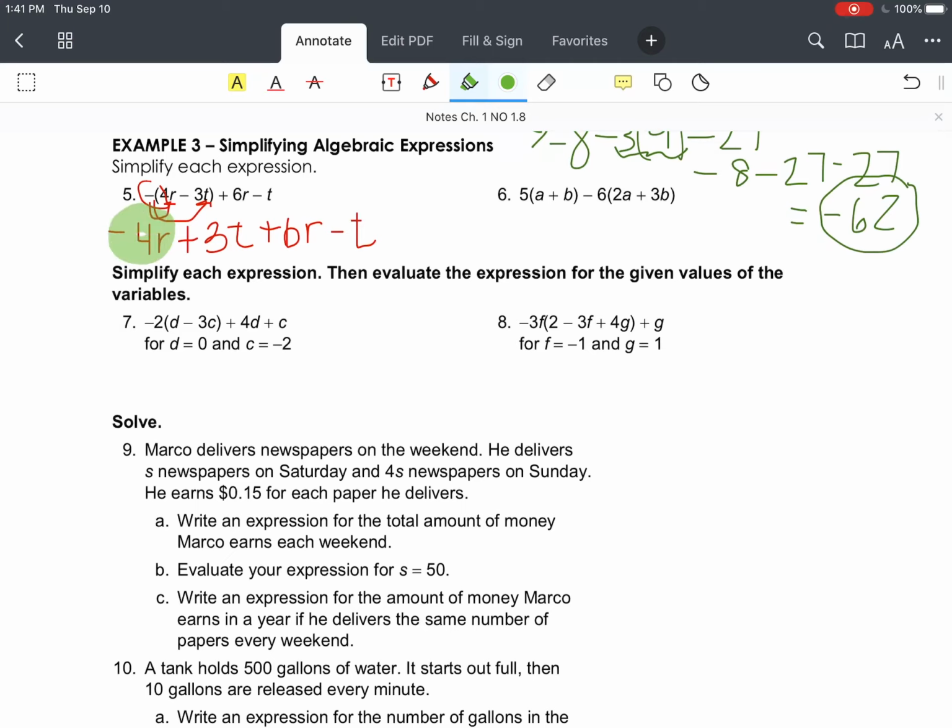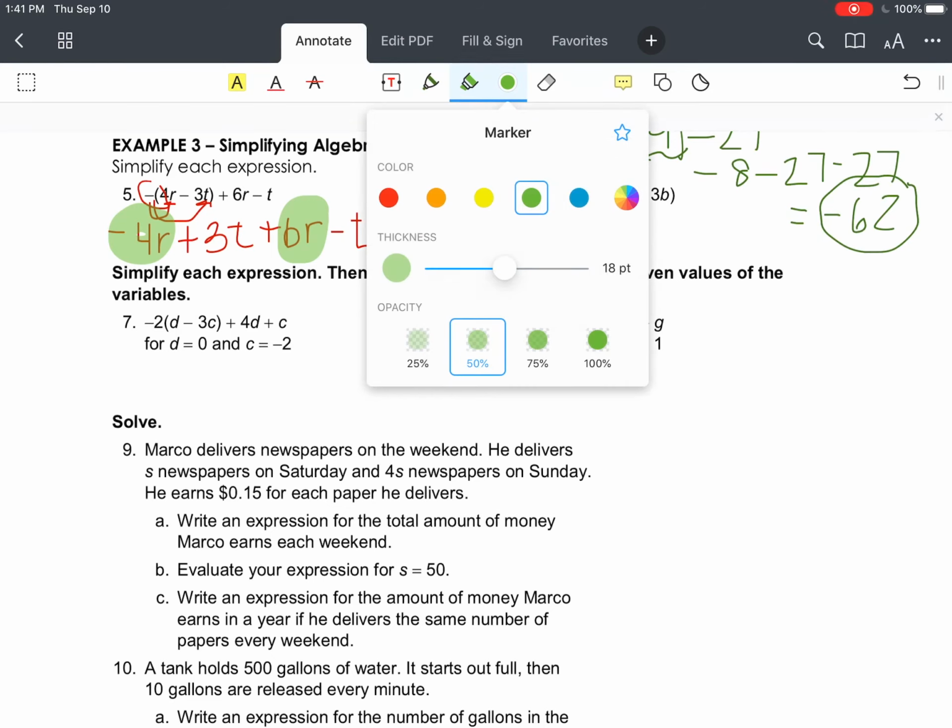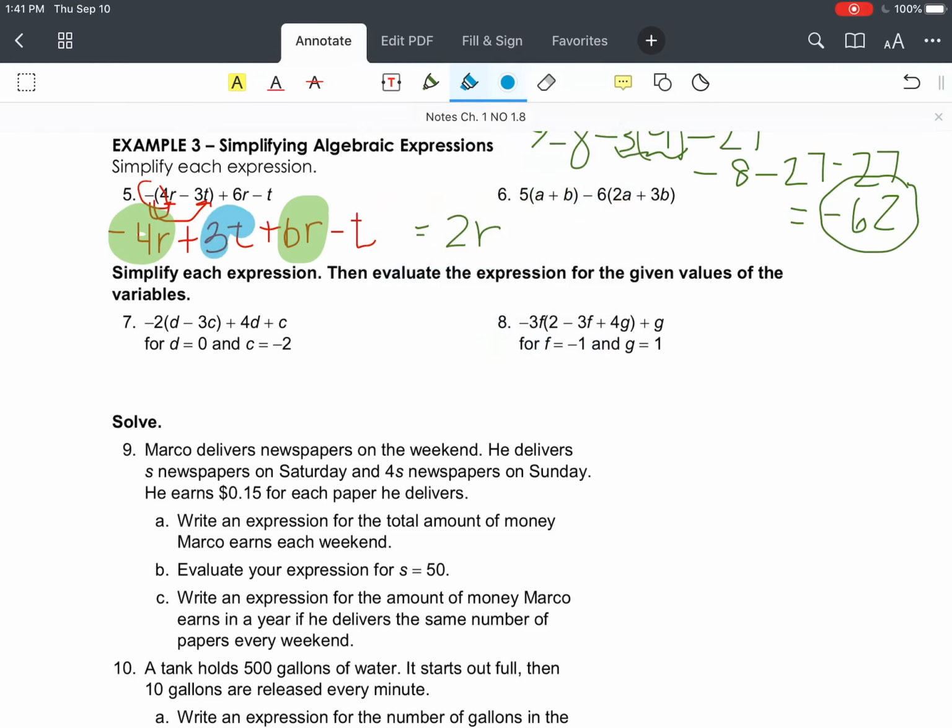Let's look at our like terms. I have a -4r and I have a 6r. When I combine them, that is going to be 2r. So this is going to be equal to 2r. And then my other like terms are 3t and minus t. Well, 3t minus t will be 2t. So I can go ahead and write 2r plus 2t, and that'll be my final answer.